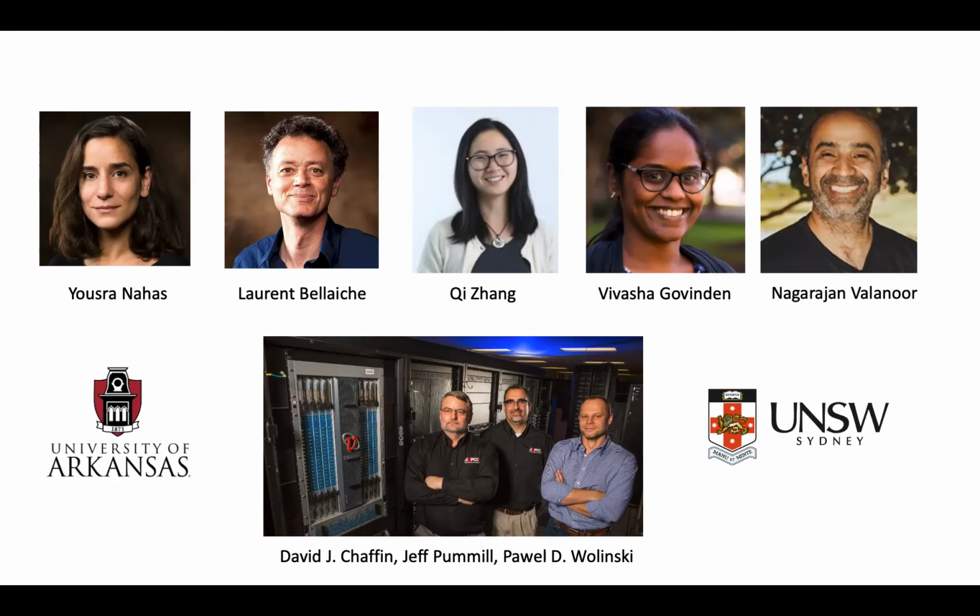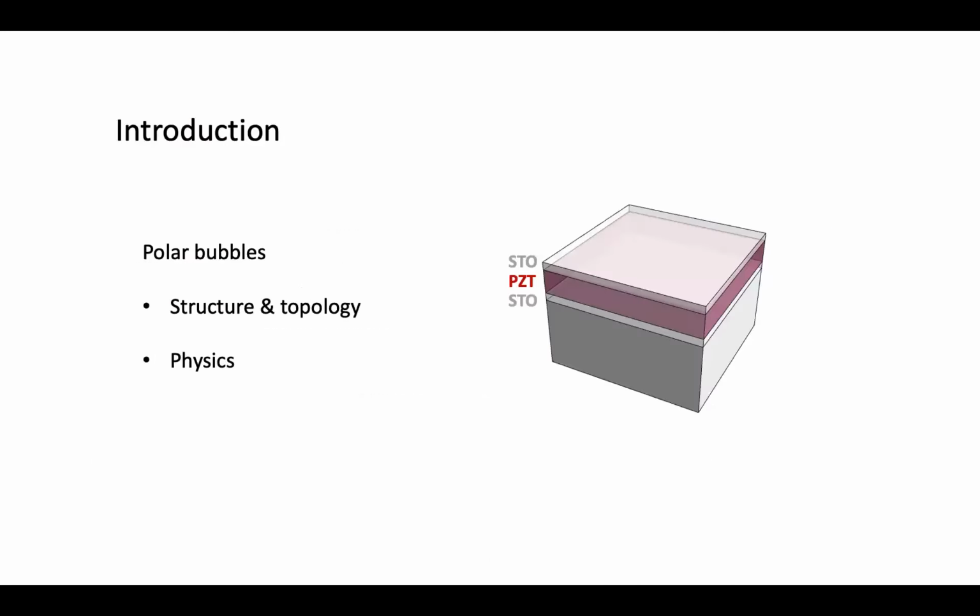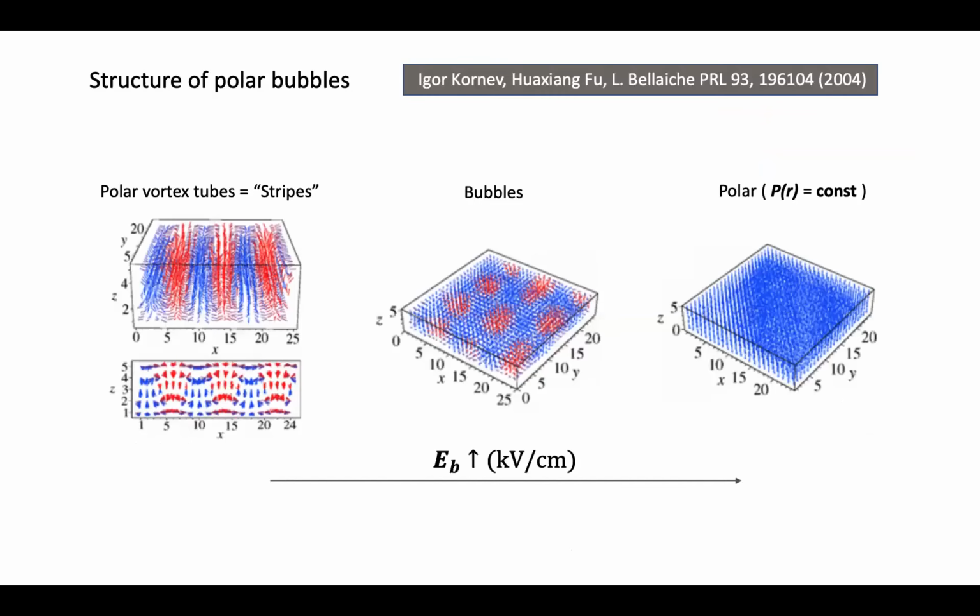Today, everything I'm going to be talking about concerns thin film structures of PZT that are buffered with STO layers, so that at the interfaces we have incomplete screening of the bound charges. And in this case, the polar structure becomes sort of non-trivial.